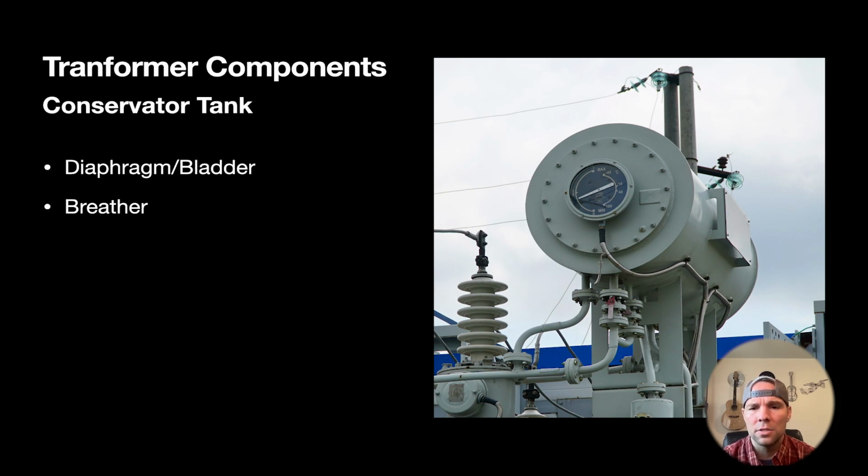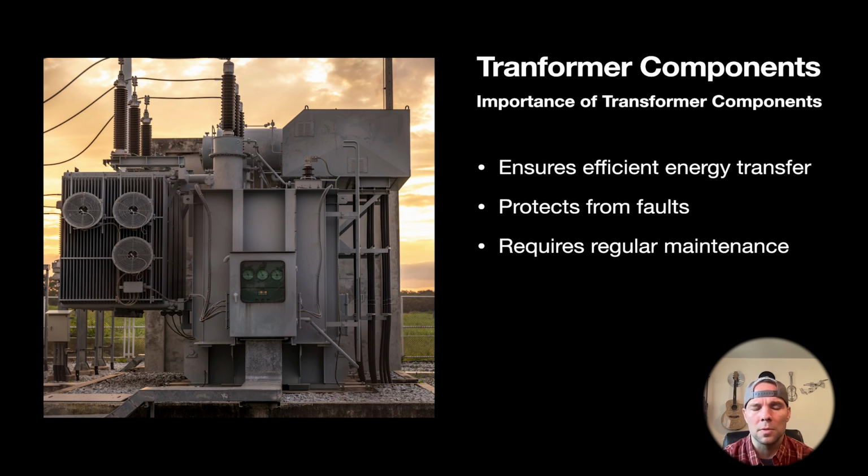Other than that, those are your basic components of transformers. The main parts that you will find in all transformers are the winding, the core, and the enclosure. But for larger transformers, you'll have additional components that we just discussed.